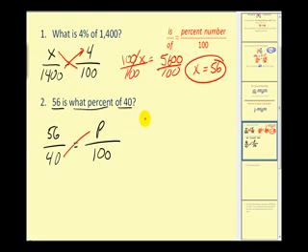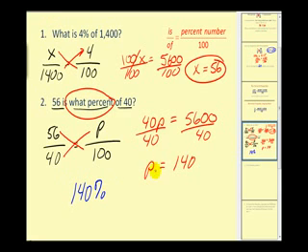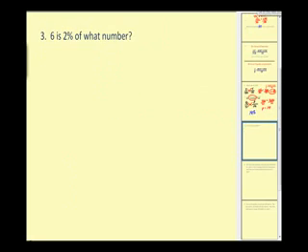From here we perform cross products. 40p equals 5,600. We divide by 40. P equals 140. However, remember the question was what percent? So our final answer will be 140%. And that's why I like to use the variable p when we're looking for the percent. So let's read this. 56 is 140% of 40, which does make sense because this number is more than 100% of 40.